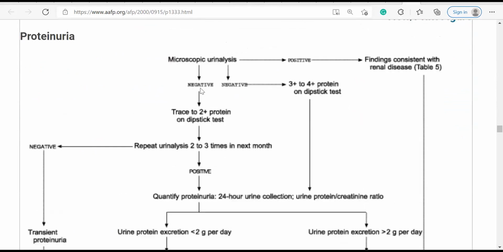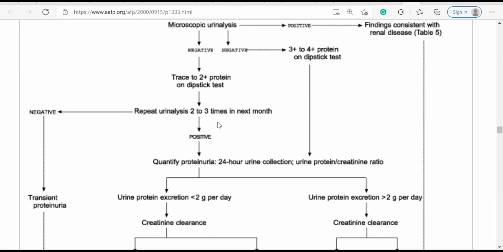The important part is that you can get either of two. One you can get is trace to 2+ protein on dipstick, or maybe you send the urine to the lab for urine microscopy and analysis, and you got some proteinuria. Okay, so if you get dipstick proteinuria positive, you can't just say that this is confirmatory, because there are some benign causes of proteinuria also. Sometimes it could be just a transient proteinuria. Sometimes a patient doing a lot of exercise can present with proteinuria. So you want to rule that out.